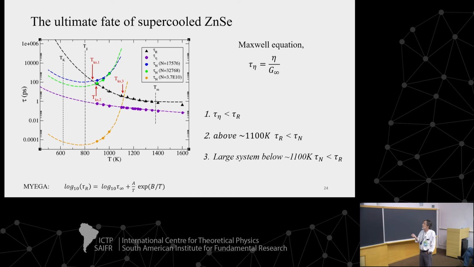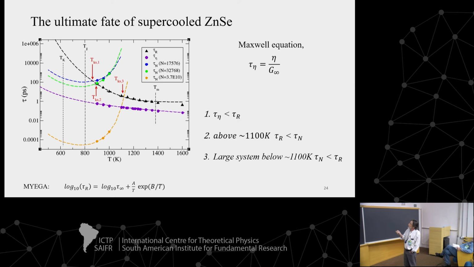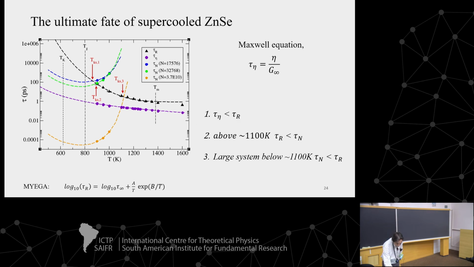Several experimentalists use the Maxwell relation, relating this relaxation time coming from viscosity, and G is the shear modulus at infinite frequency. The first result is that the Maxwell relation always underestimates the time of relaxation. Above 1100 K, we can see that the relaxation time is always smaller than tau n, the nucleation time. But for a large system, the nucleation time is always smaller.